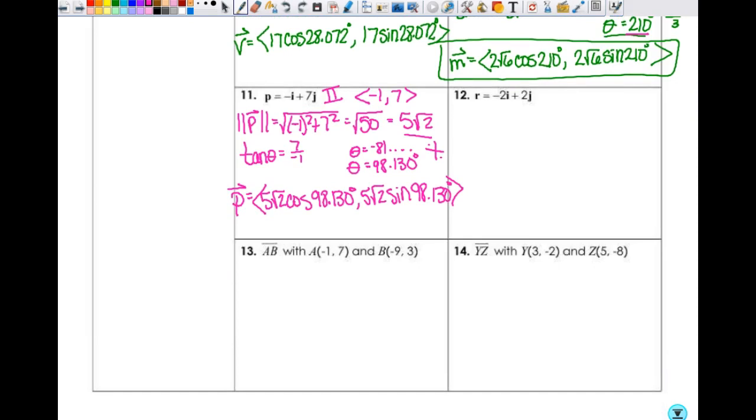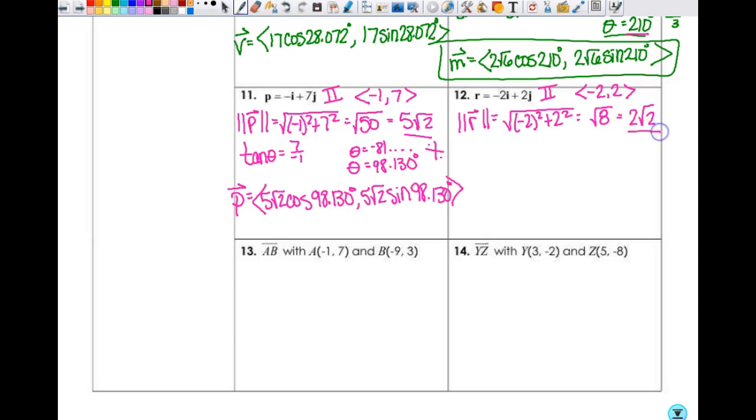All right, so negative 2, 2 is going to be in quadrant 2 again. My component form looks like this. So the magnitude of r is equal to the square root of negative 2 squared plus 2 squared. So that's going to be 4 plus 4, that's the square root of 8. Can't even write an 8. Oh my goodness. 8, there we go, which is 2 square root of 2.